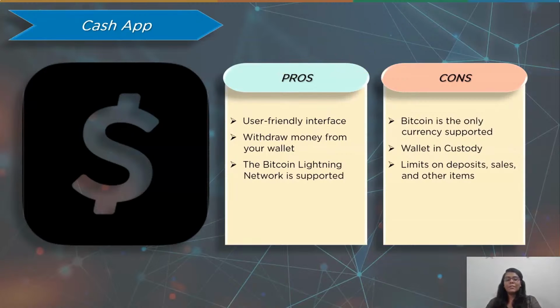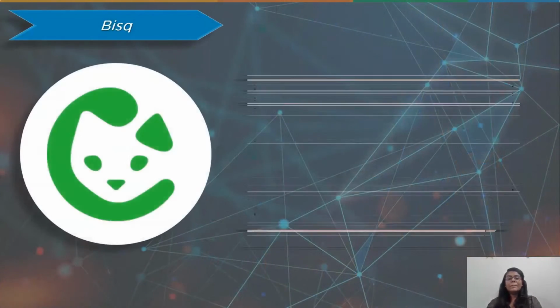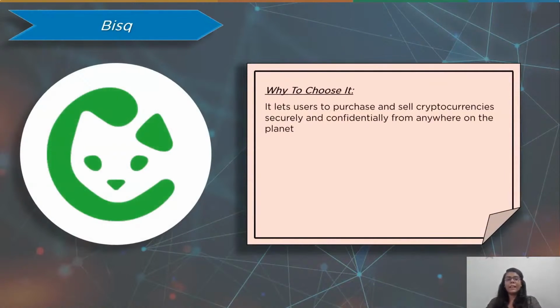So now we have reached the last crypto trading platform in our list, which is BISC. BISC is a peer-to-peer cryptocurrency trading platform that allows individuals from all over the world to trade a variety of digital currencies and tokens. Customers are not required to complete a Know Your Customer or KYC identity verification process, and this trading platform is not restricted to users in specific jurisdictions. It lets users buy and sell Bitcoin and other cryptocurrencies with a variety of payment options such as bank wire transfers, ACH transfers, and cash deposits as well.